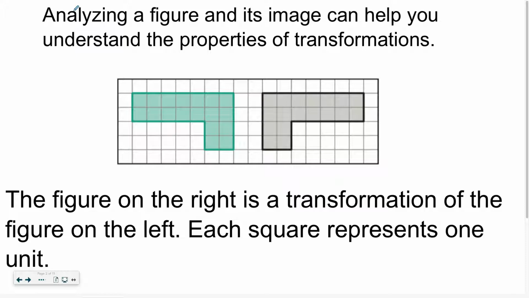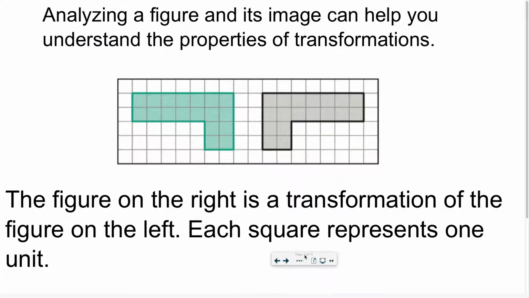And now that we know what the three are, we're going to start to look at images, like this green shape, and then its transformation, which is the gray shape. So we started with the green, we got to the gray, and we're going to start to talk about what did we do to that figure. Did I spin it? Did I flip it? Did I slide it? That's what we're going to talk about today.